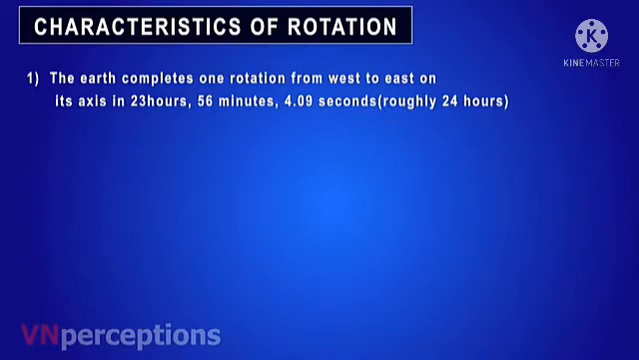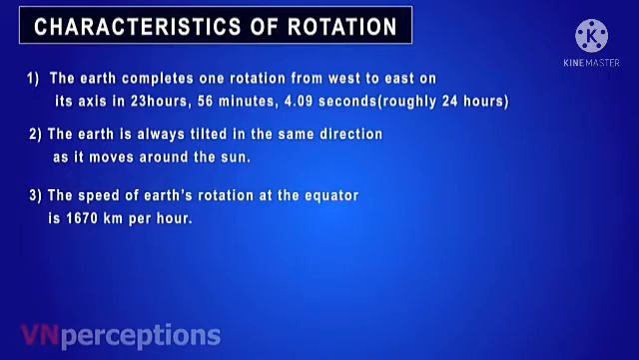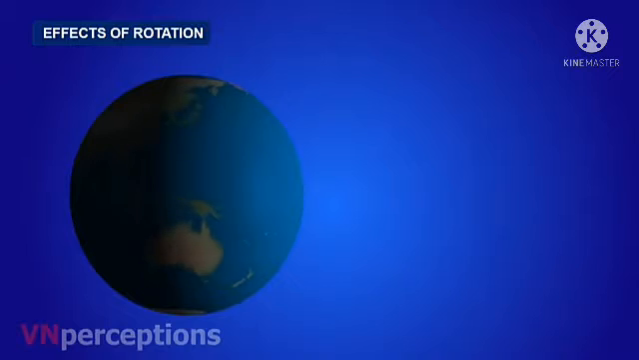Characteristics of rotation. The Earth completes one rotation from west to east on its axis in 23 hours, 56 minutes, 4.09 seconds. That is roughly 24 hours. The Earth is always tilted in the same direction as it moves around the sun. The speed of the Earth's rotation at the equator is 1,670 km per hour.